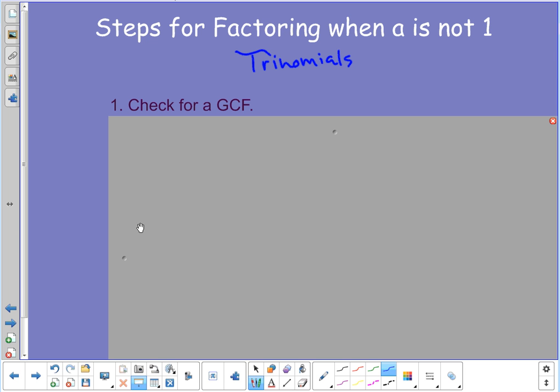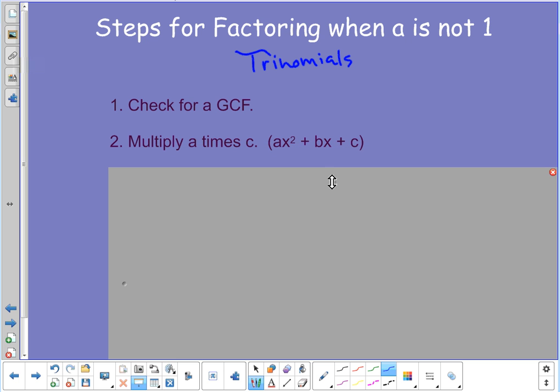The first thing that we want to do is check for a GCF. If we have a GCF in all 3 of the terms, we're going to take it out. Then the second thing that we want to do, we're going to multiply the a times the c. This is the first coefficient and the last coefficient. Remember that a standard form trinomial looks like ax squared plus bx plus c. So a times c. We multiply that together.